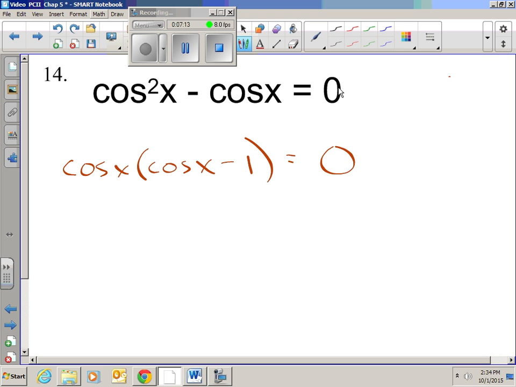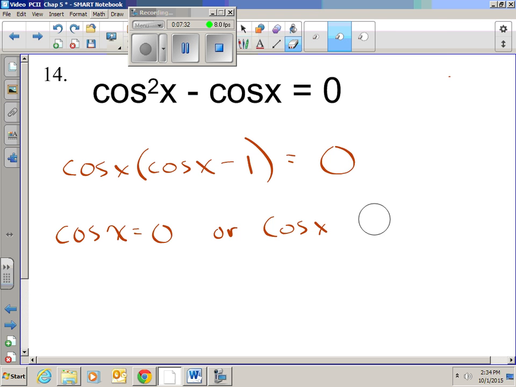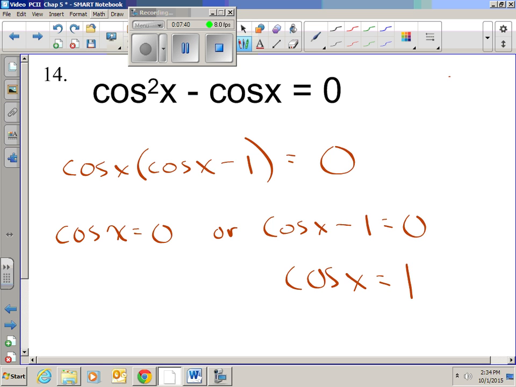Now it's just like I'm solving a quadratic equation. I'm going to set both of these factors to 0. So therefore, cosine x is equal to 0, or cosine x is equal to 1, right? Because cosine x minus 1 is equal to 0, which means now if I add the 1 to both sides, cosine x is equal to 1.